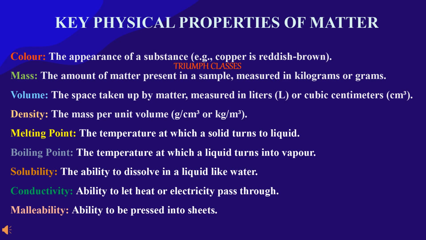Fourth, density. It is the mass per unit volume and is measured in kilogram per meter cube or gram per centimeter cube. Fifth, melting point. It is the temperature at which a solid turns to liquid. Sixth, boiling point. It is the temperature at which a liquid turns into vapor. Seventh, solubility. It is the ability to dissolve in a liquid like water. Eighth, conductivity. It is the ability to let heat and electricity pass through. Ninth, malleability. It is the ability to be pressed into sheets.